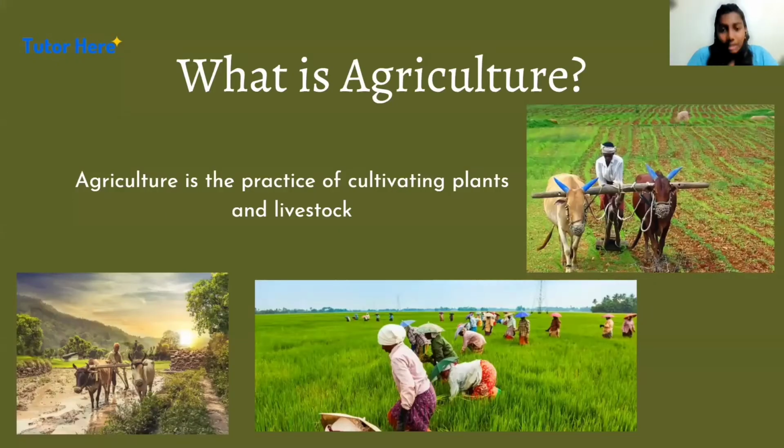So, what is agriculture? Agriculture is the practice of cultivating plants and livestock. Agriculture was a key development in the rise of sedentary human cultivation, whereby farming of domesticated species created food supplies that enabled people to live in cities.